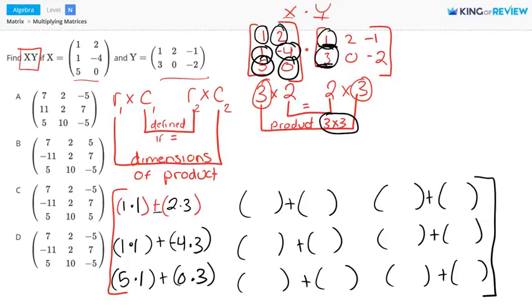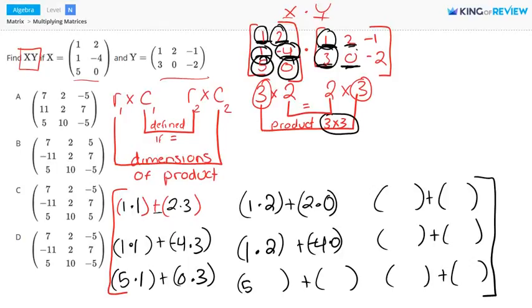So now let's look at column 2. Let's work on these entries next. So we have 1 times 2 plus 2 times 0. And now for the next entry, we have 1 times 2 plus negative 4 times 0. That's from negative 4 times this 0 here. And the last entry is 5 times 2 plus 0 times 0. So you can see the pattern here, how we're setting up each entry.